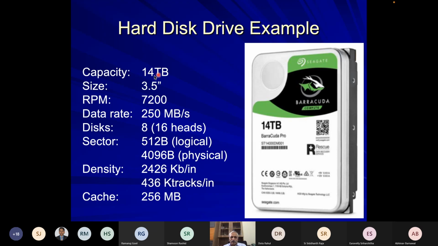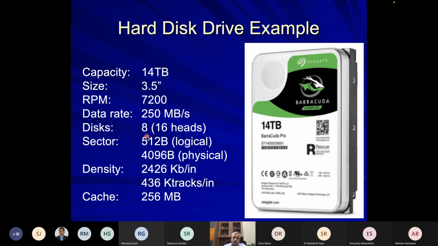Okay, you are talking of capacity, how many bytes it can store. The size is also standard, 3.5 inches in this case. RPM is one important specification: how many revolutions per minute are carried out by this particular disk drive? The rate of data transfer, 250 MB per second.